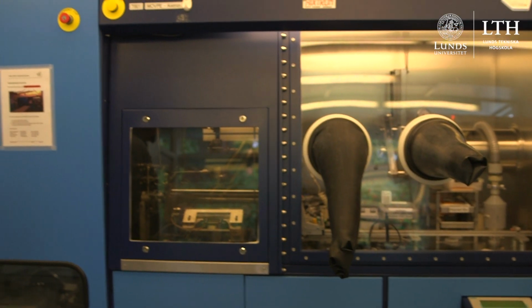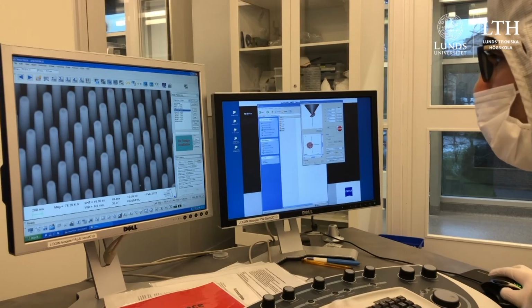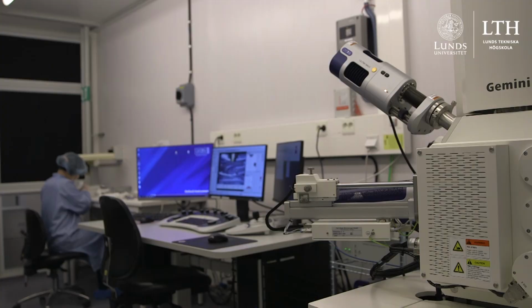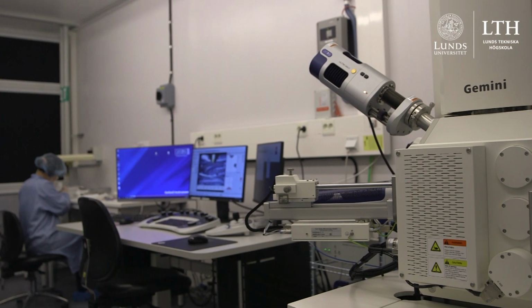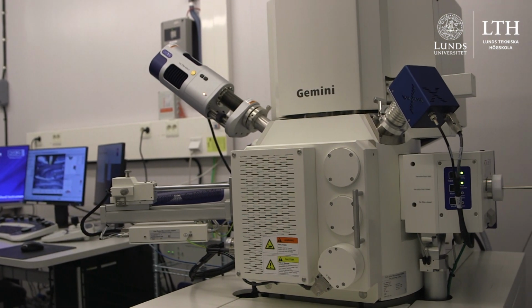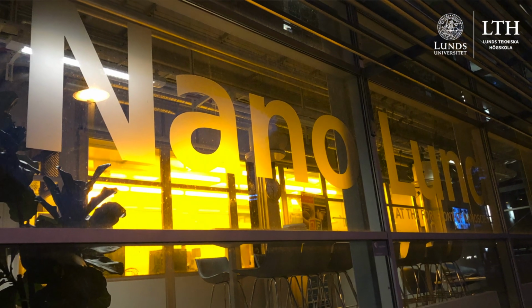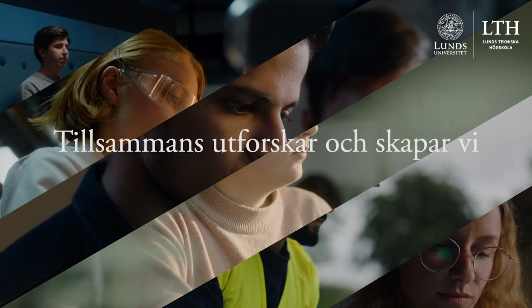This piece of equipment here is called a metal organic vapor phase epitaxy. It is used for growing complex structures on substrates such as nanowires, something which Lund Nanolab is very famous for. Throughout the lab we have a number of pieces of equipment for surface characterization and characterization of materials. This is an example of our electron microscope, which has EDX for measuring surface composition and EBSD for looking at the crystallinity properties of the materials.